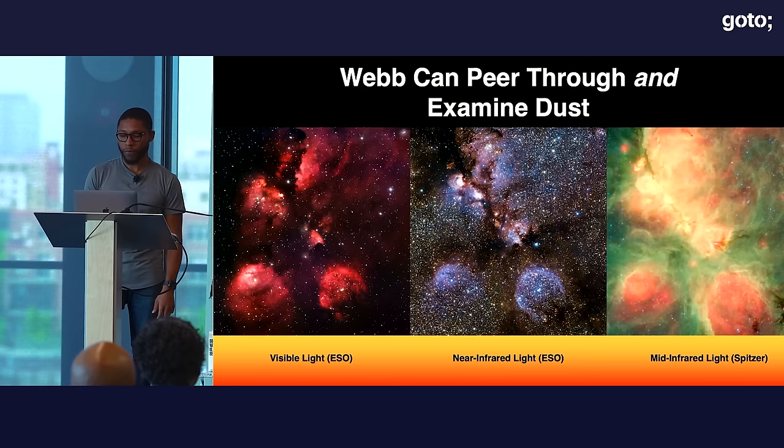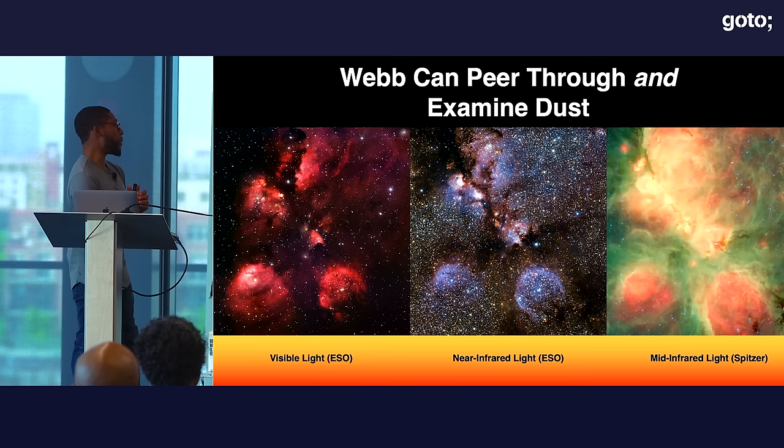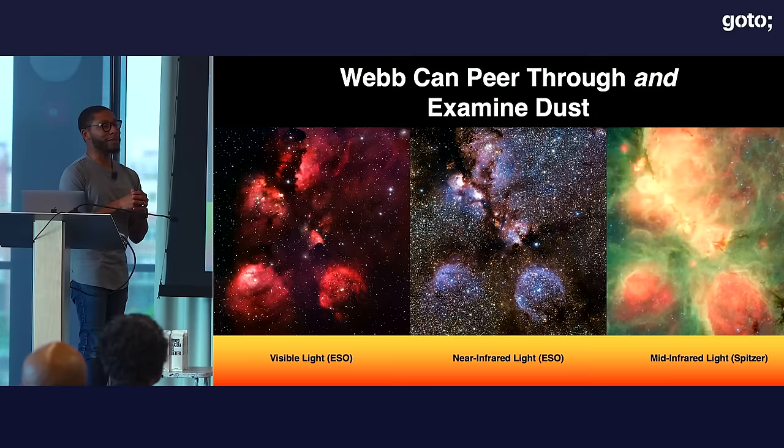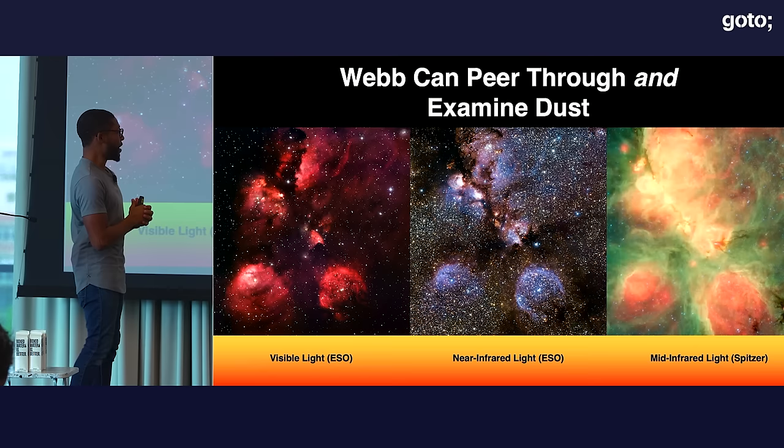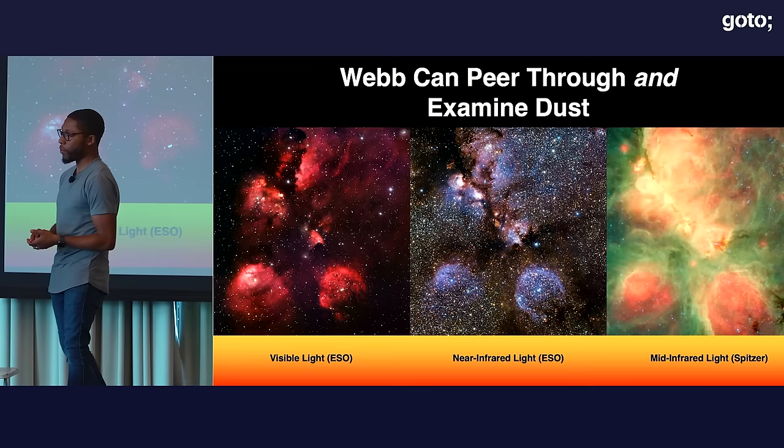All right, so this is an example. This is not from Webb. This is an example of a nebula that has been observed for probably the past 50 years. Does anyone know what this nebula is called? Probably not. All right, this nebula is called the Cat's Paw Nebula. I don't name it. There's also things like the Crab Nebula, the Eagle Nebula, the Horsehead Nebula. Again, I don't make these things up, but this is the Cat's Paw Nebula.